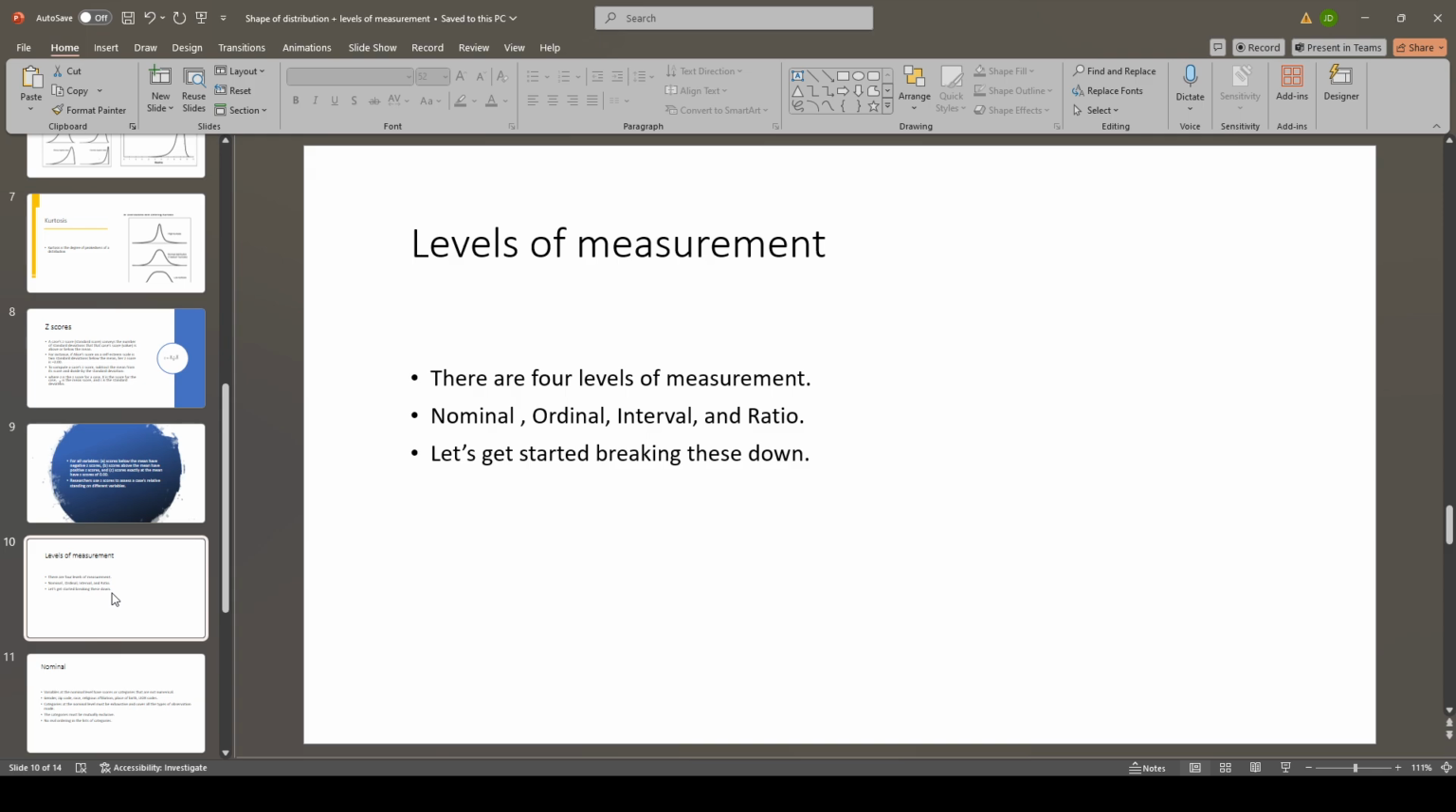So let's move into levels of measurement while we're here. There are 4 types of levels of measurement. You've got the nominal, the ordinal, the interval, and the ratio. Let's go ahead and break these down.